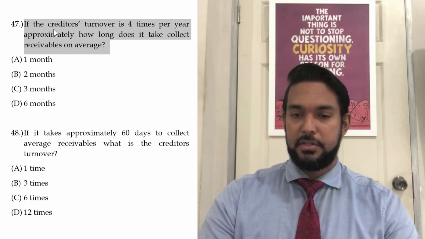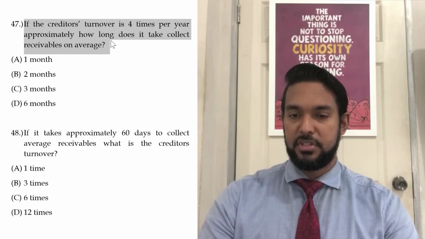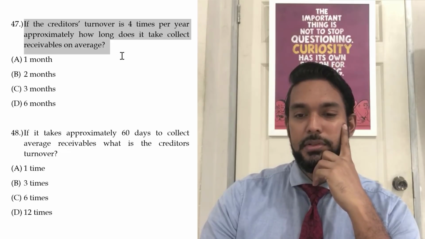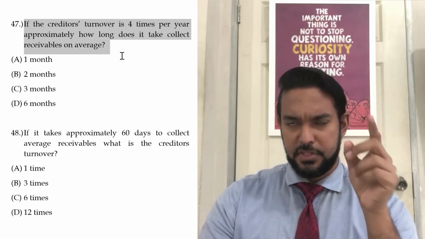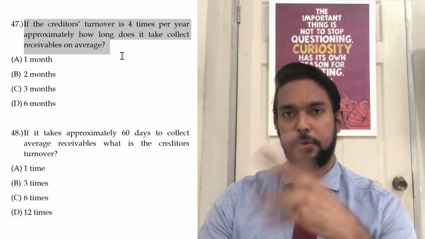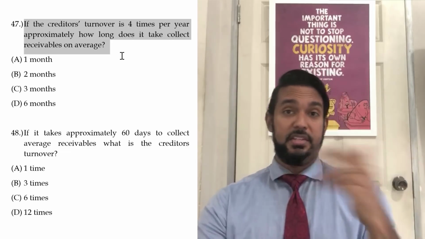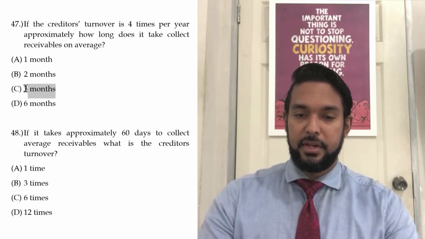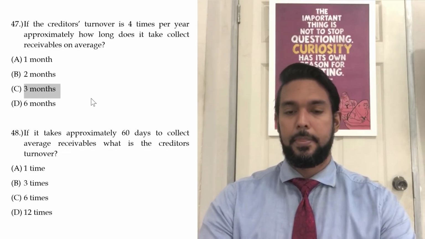And if the creditor's turnover is 4 times per year, approximately how long does it take to pay on average? 4 times a year means 3 months, because 12 months in a year divided by 4 is 3. Or if we took 365 and divided by 4, you get approximately 91. Any way you take it, you get 3 months or 91 days.